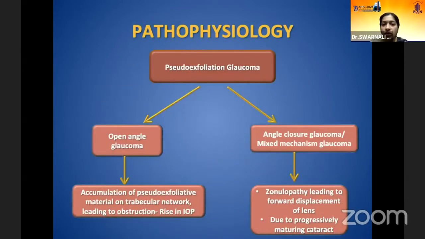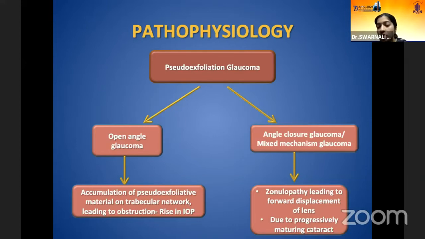So what is the pathophysiology? Pseudoexfoliation glaucoma mostly is open angle. So it occurs due to accumulation of pseudoexfoliative material on the trabecular meshwork, leading to its obstruction and rise in intraocular pressure. However, in some cases, angle closure glaucoma or mixed mechanism glaucoma is also found, which is mostly due to zonulopathy leading to forward displacement of the lens. This is because of the pseudoexfoliative material getting deposited on the zonules.